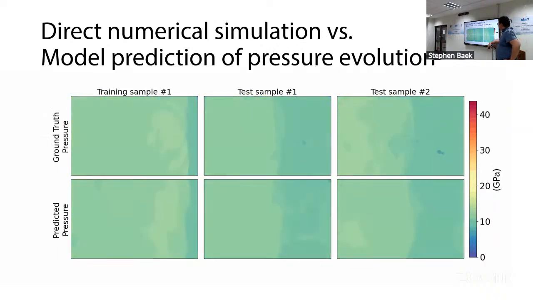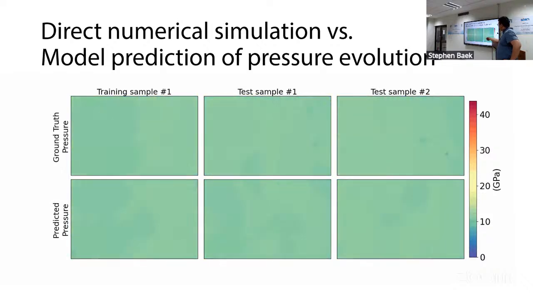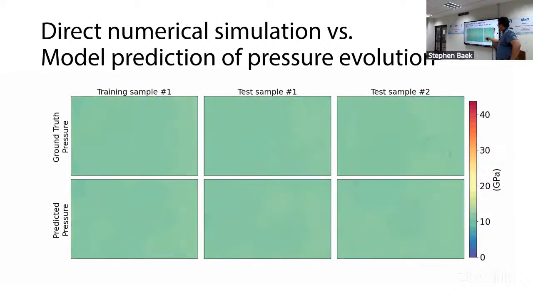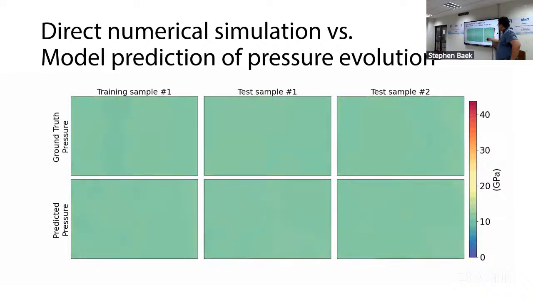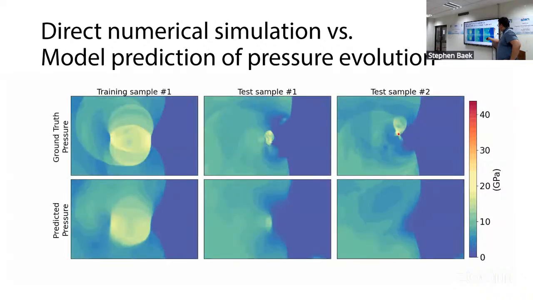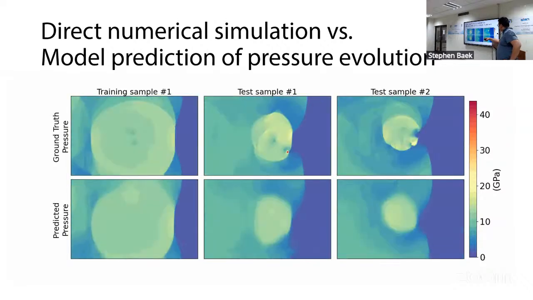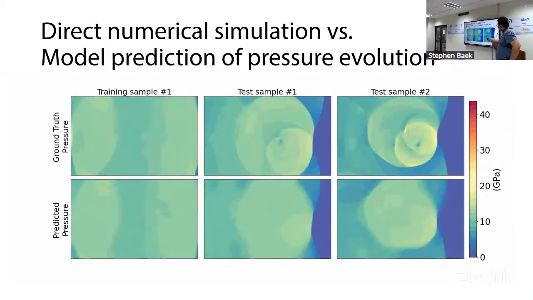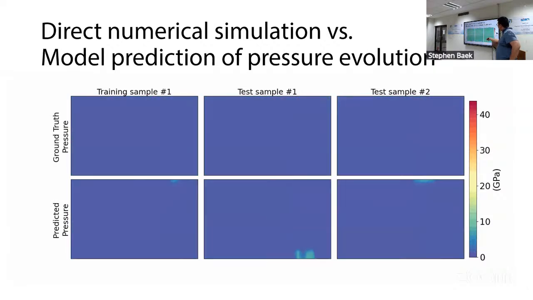Here's the pressure field. So that blurriness becomes more prominent in the pressure field prediction. So again, on the left, we have the training sample. This is something that the model has seen already. And then the second and the third, we have the test samples. Those are the samples that the model has never seen. And as you can see, the overall pattern is there, but the exact sharp boundary of the shock front is kind of blurred out in the prediction.